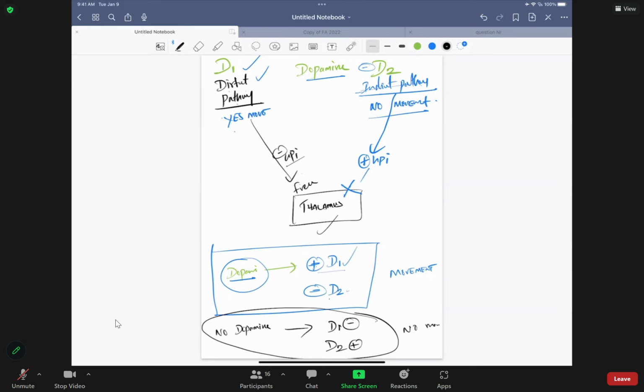Okay, so that's the bottom line. When you have dopamine, dopamine stimulates D1 and inhibits D2. When you don't have dopamine, it's going to be the opposite. D1 will be inhibited. Why is D1 inhibited? Because there's no dopamine. Dopamine is the only one that can stimulate it. Is that clear, folks?